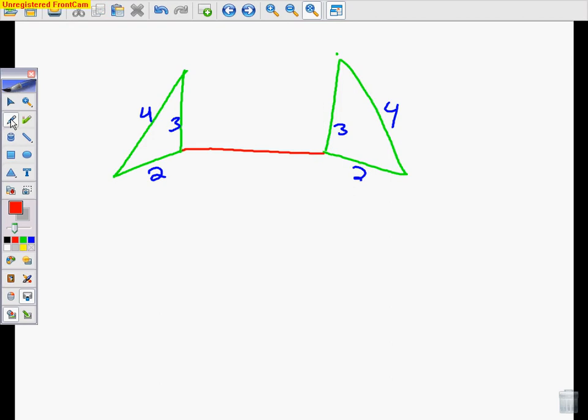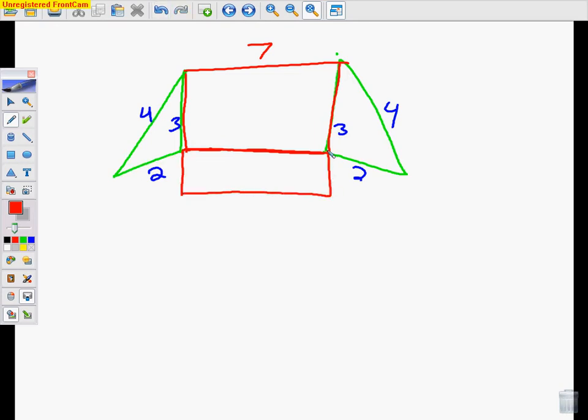So there's one of my faces. And then I'm going to need another face that's going to go along with this side here. So I'll put that here. So this is 2. And then I'm going to need another face that's going to go along with the 4. So I'm going to draw that here. And this side is 4. And once again, these are all 7. Alright, so then when I fold this in, I should be able to make a nice triangular prism.